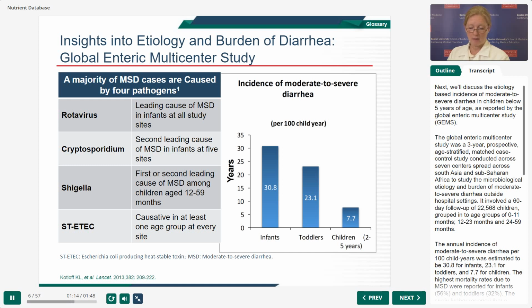As you can see in this slide, the incidence of moderate to severe diarrhea is around 30 per 100 child-years. Infancy is really the period of time when diarrhea most often affects children. The big problem is that there is a high mortality rate associated with it, which can reach up to 56% of children in infancy. This was found in this particular study, the GEMS study. In toddlers, half of the deaths are observed.